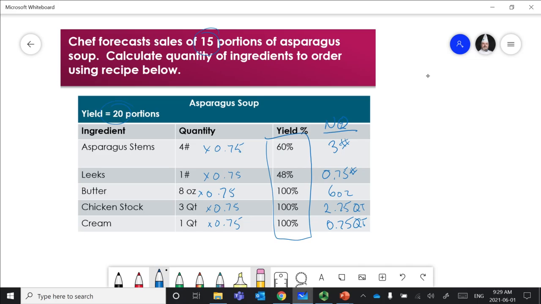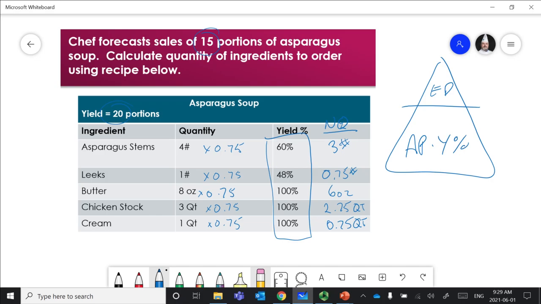Now we need to use the triangle, EP over AP times yield percentage, to determine our quantity that we need to order. Because remember, this here is EP. Now we need to figure out our AP. So if we have 3 pounds of asparagus at a yield percentage of 60%, we do the math and we're going to need to order 5 pounds, right?